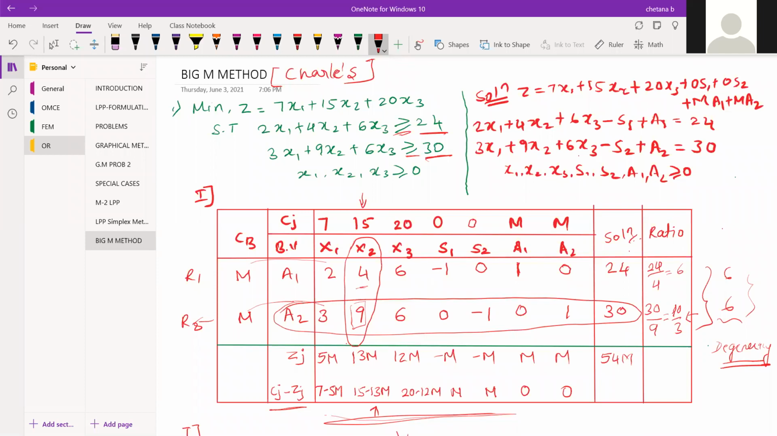Based on that, again you need to decide whether it is a slack or the surplus variable. Okay, fine.